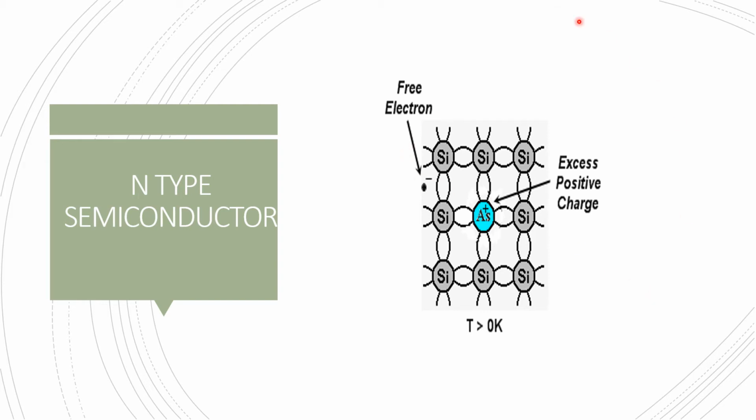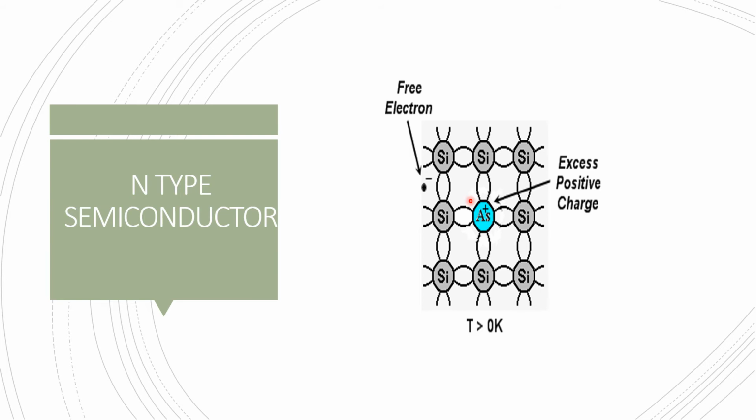But when we dope this silicon with an impurity such as arsenic, what will happen? Arsenic has 5 electrons in its outermost orbit. That's why, what will happen? 4 of them will be shared with the silicon. Out of these 5, 4 electrons will be shared by the neighboring atoms and covalent bonds are formed.